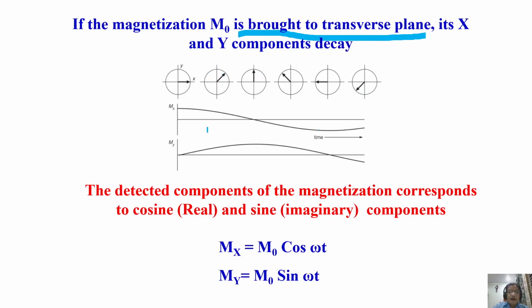So you can resolve them into two components, Mx component and My component. That is cosine and sine component. We also discussed this in the previous class. We call it real and imaginary. And after Fourier transformation, I said it is absorptive and dispersive type peaks. So the detected signal here in the time domain, we can resolve into two components, cosine and sine, real and imaginary components.